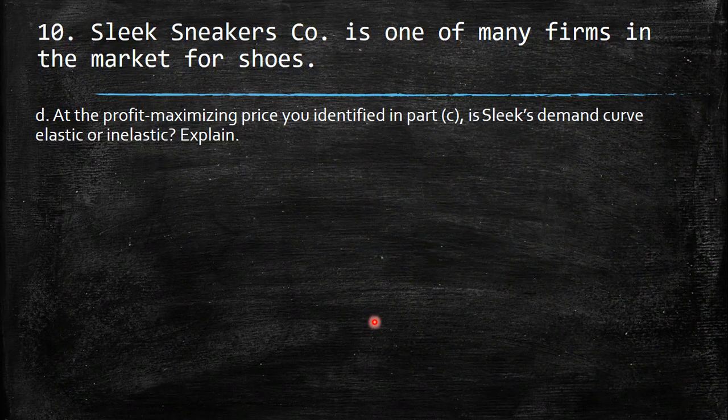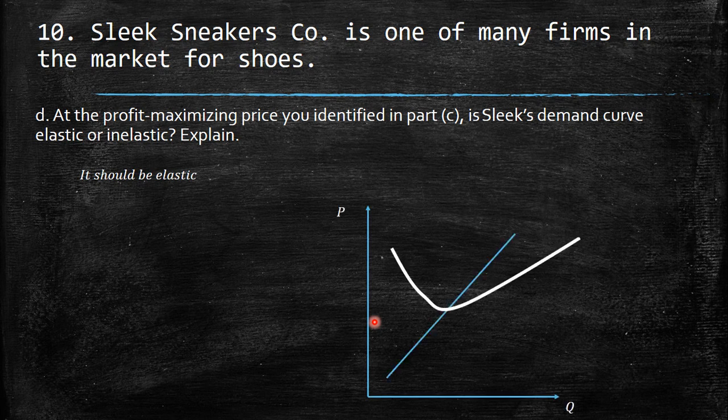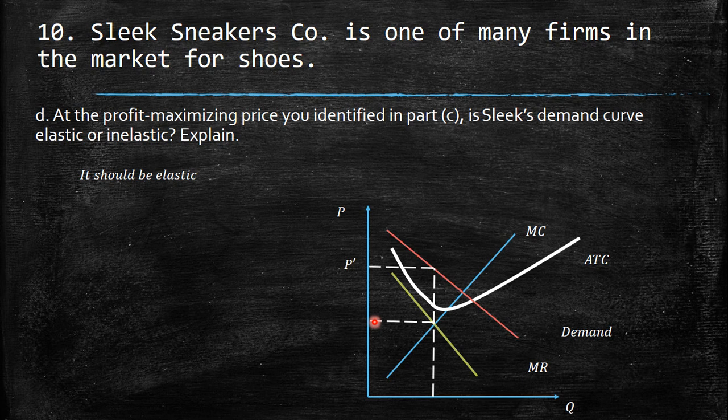Okay, then the last point: at the profit-maximizing price you identified in part C, is Lake's demand curve elastic or inelastic? Explain. So from my point of view, it should be elastic. Why? Because here is the graph that I showed you before, and then in this part, the price percentage is changing less than the quantities.